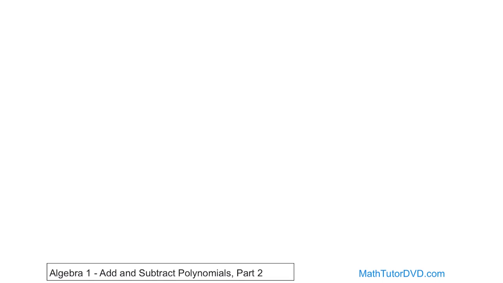Welcome back to Algebra. We're going to continue adding and subtracting polynomials. These problems just look a little bit harder, but really when you get the hang of it, they're not any harder at all. So if we have, for instance, 2x squared minus 3x minus 4, and then we're going to add to that another polynomial, 3x squared plus 4x minus 6.